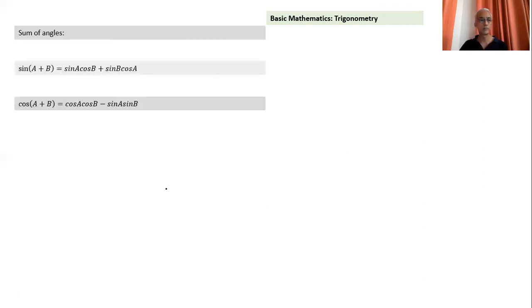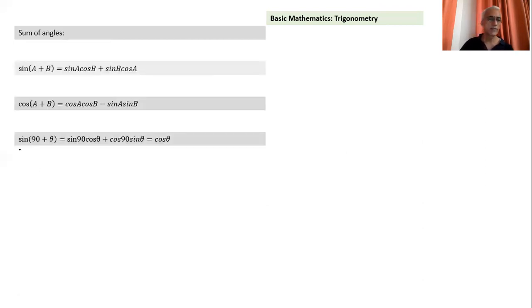What else can we do from these two formulas? Even sine 90 plus theta. Can we find sine of 90 plus theta? Yes, we can again have a similar expansion. Sine of the first angle into cos of the second angle plus cos of the first angle into sine of the second angle. Basically two terms here. So this is how we can write it.